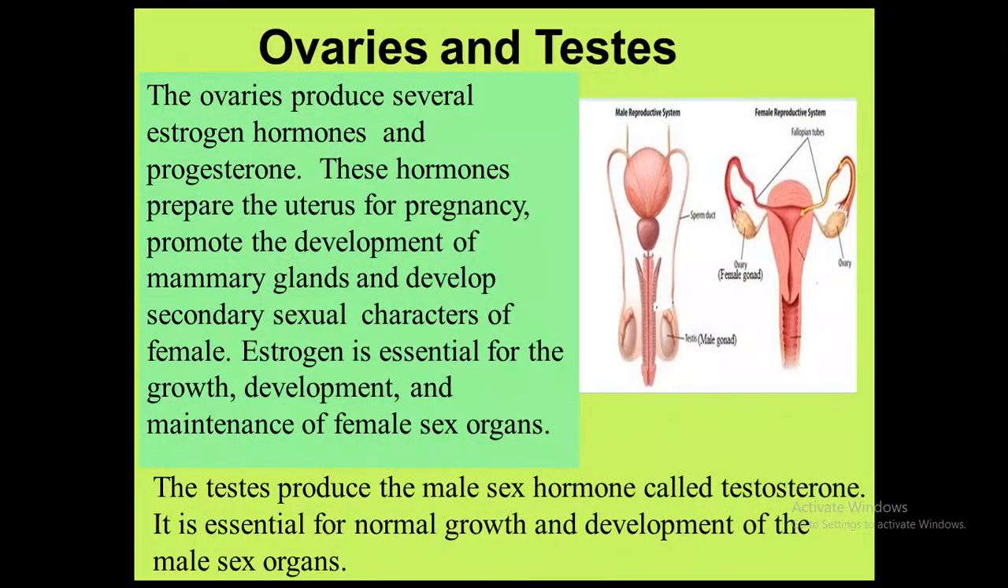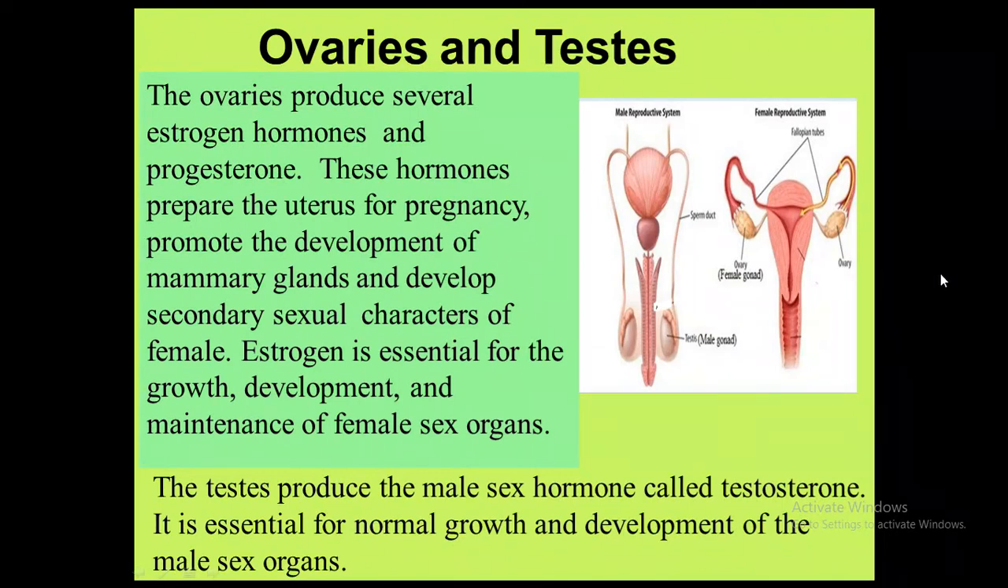Ovaries and testes. Look, this is the figure of the male reproductive system and this is the female reproductive system. So it is the testes that secrete our important hormone, called testosterone. Our beard grows under the influence of the testosterone hormone. And this is the ovary, which secretes hormones named estrogen and progesterone.